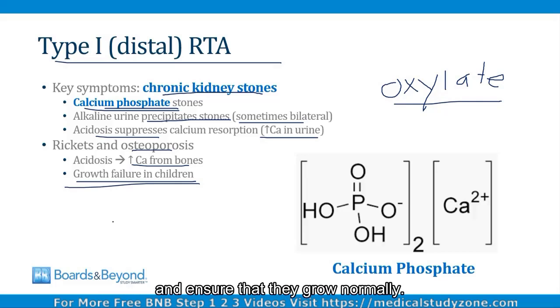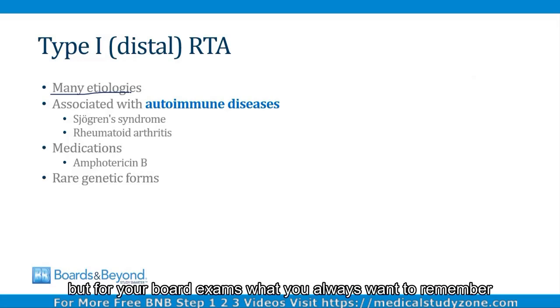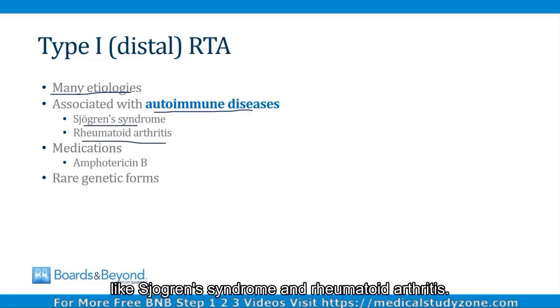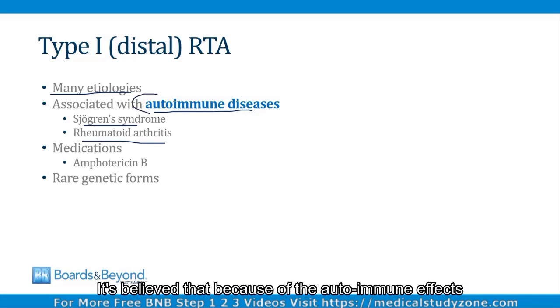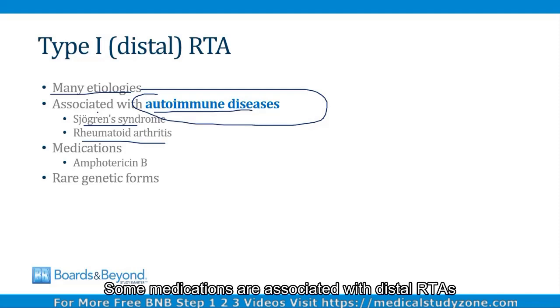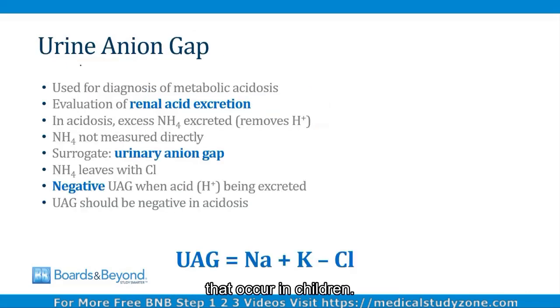Type 1 or distal RTAs have many etiologies, but for your board exams, what you always want to remember is that this type of RTA is associated with autoimmune diseases like Sjogren's syndrome and rheumatoid arthritis. It's believed that because of the autoimmune effects of these diseases, there's some attack on the acid excretion in the collecting duct. Some medications are associated with distal RTAs, in particular amphotericin B, and then there are rare genetic forms that occur in children. I'll get back to a type 1 RTA in a minute, but I want to pause and talk about something called the urine anion gap first.